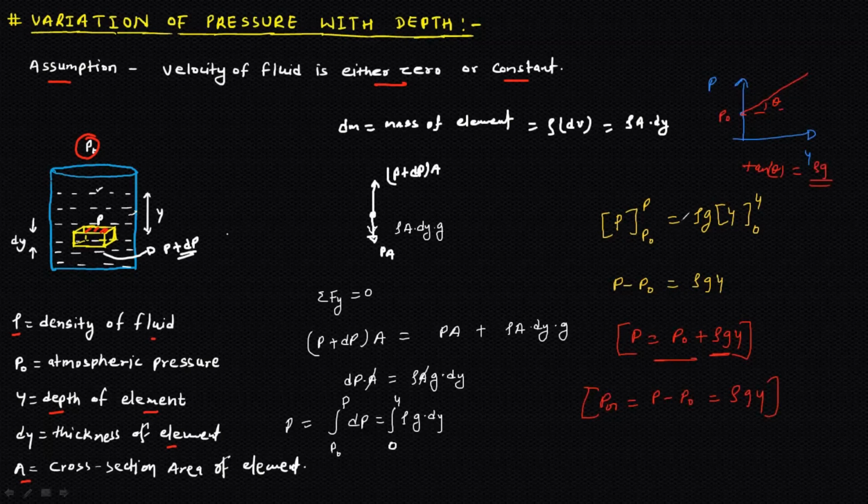This is an important equation, the linear variation of pressure with depth. There is a linear relation between pressure and depth, so P equals P naught plus rho g y. This is the equation that we get. Okay, so let's end over here. Now you can attempt the questions on pressure variation with depth.